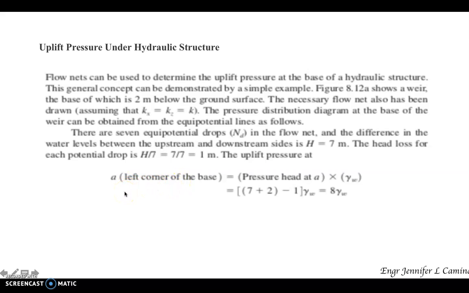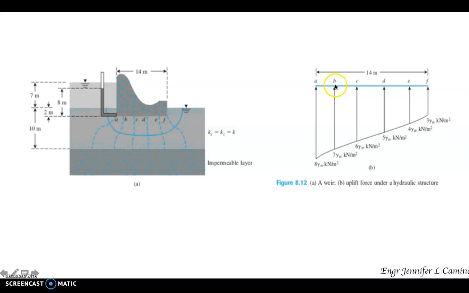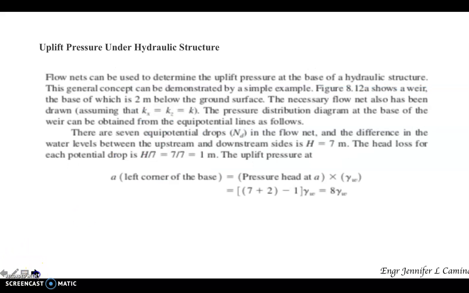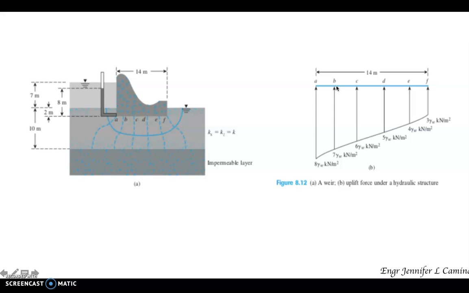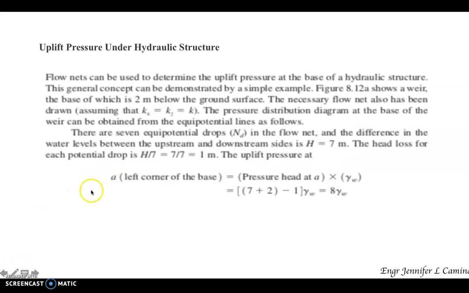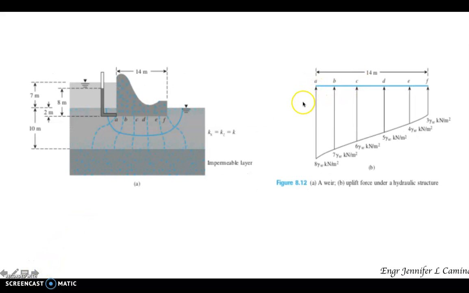That would be the uplift pressure at point A. If you're going to have point B, what would be the uplift pressure at point B? Same procedure: 7 plus 2, so H plus this distance, that is 9, minus. Point B is the second point, so minus 2 times the head loss for each equipotential drop, so times 1. The head loss for each equipotential drop is 1. So that would be 7 plus 2 at point B.